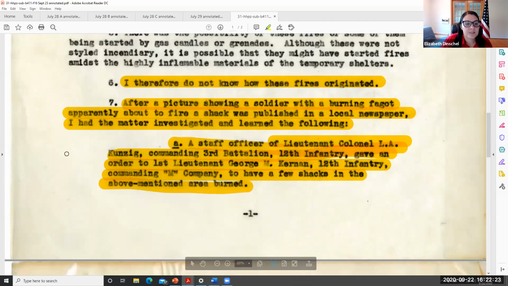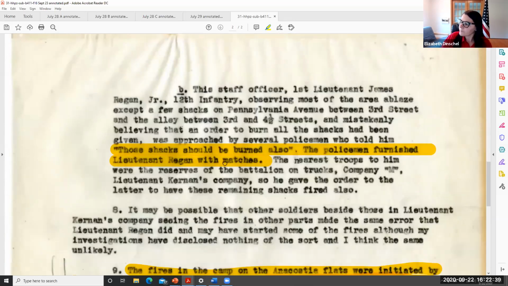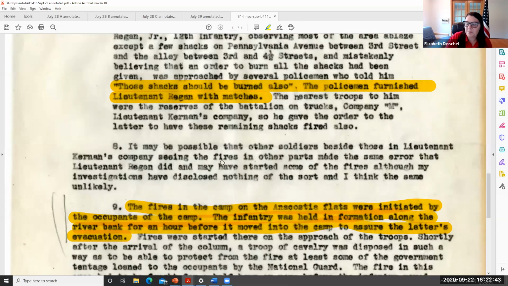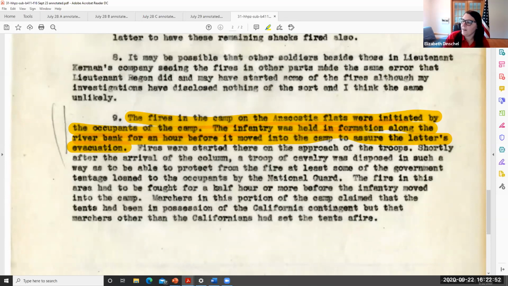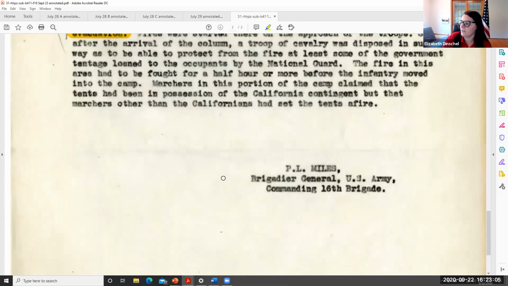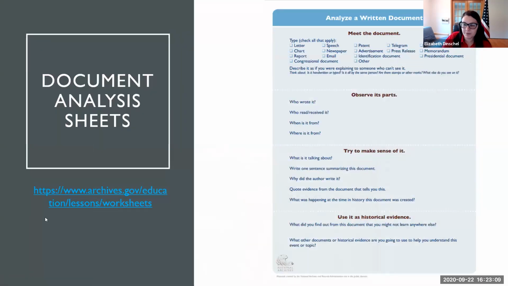He ordered his forces to demolish the remaining campsites and to gather any army tents, cots, and supplies that were provided to the bonus marchers by the government. The next day, the troops rounded up stragglers and completed the destruction of the campsites. And he talks about this, that the policemen gave orders. There was this confusion about who burned what down. And eventually in the end, he says the fires in the camps on the flats were initiated by the occupants of the camp. The infantry was held in formation along the riverbank for an hour before it moved into the camp to assure the latter's evacuation. And so this is from one of the commanders here.